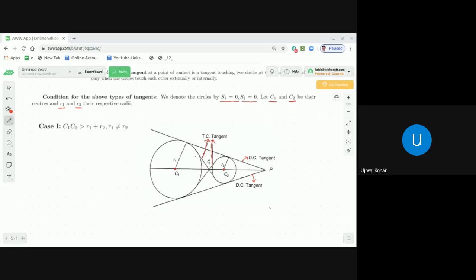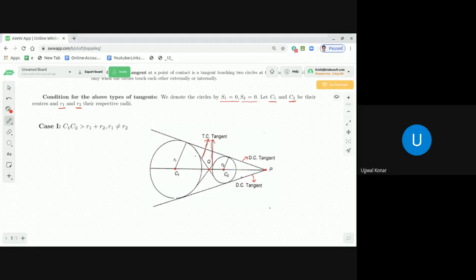Now let the direct common tangents meet at the line of centers at the point P, as you see in the diagram. So the direct common tangents meet at the point P, and the transverse common tangents meet at the point Q. You know, dear students, there is an interesting relationship. The point P divides the line segment C1C2 in the ratio R1 is to R2 externally, and the point Q divides the line segment C1C2 in the ratio R1 is to R2 internally.